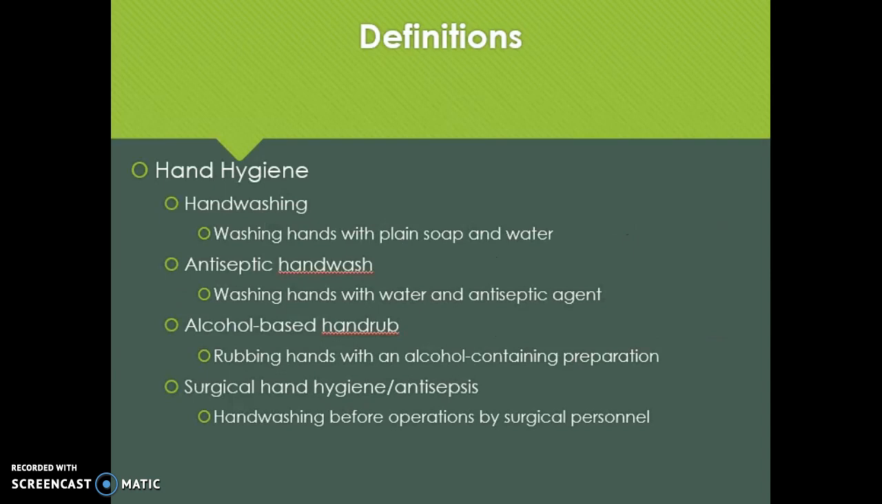Hand washing involves hand washing with plain soap and water, aseptic hand washing with water and an antiseptic agent, alcohol-based hand rubs. Those are the little things outside all of the rooms. And then surgical hand antisepsis, and that's hand washing before operations or surgical procedures. And that type of hand washing is a bit different.